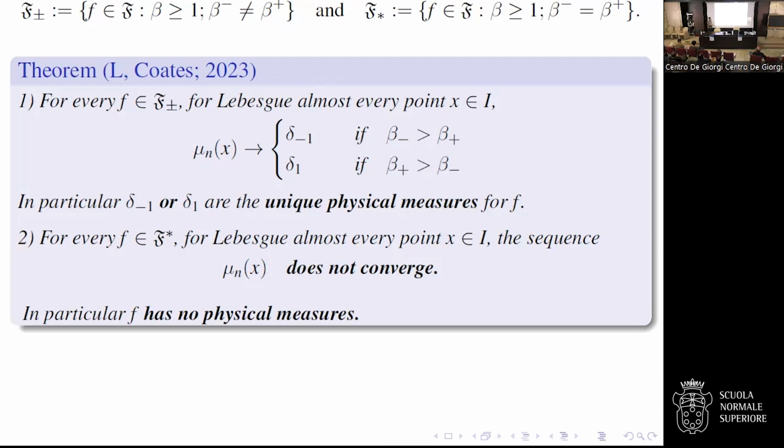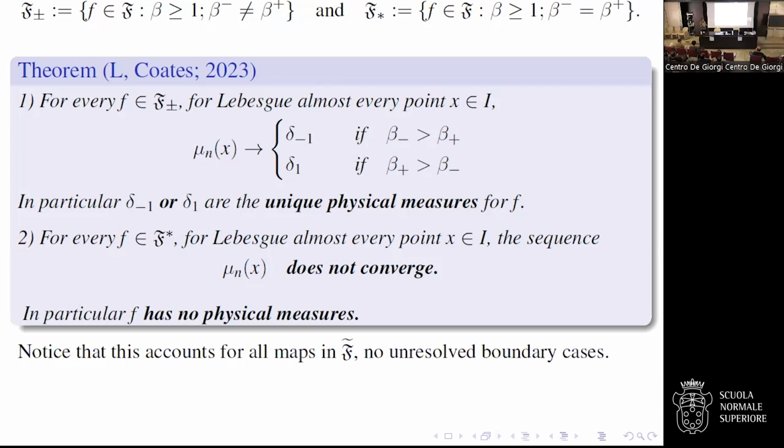We've taken a large class of maps, we divide it into these three subfamilies, and for each subfamily we say exactly whether there's a physical measure and what kind it is. Notice that this accounts for all maps in our class, right? There's no unresolved boundary cases. There are actually some boundary cases in terms of the proof. When beta is equal to 1, some of the arguments need to be specific arguments, but fortunately we're able to resolve that. It's always a bit annoying when you need to leave out some of these boundary cases, but it's all exactly this.